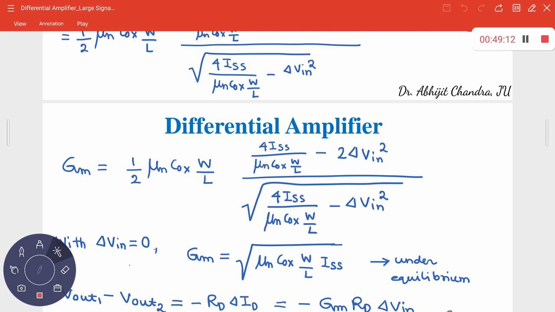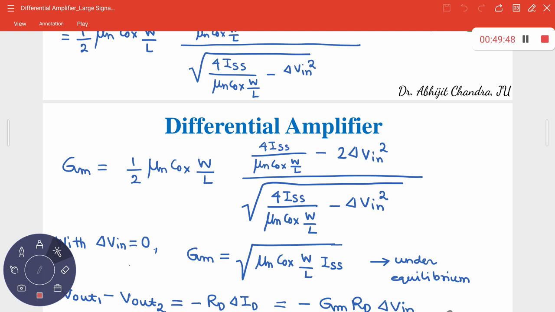With delta V equal to 0, what does it mean? This entire pair is under equilibrium condition. In which case you have got GM to be square root of mu n C ox W over L into ISS. That means if you put delta V equal to 0, then this term vanishes, so you have only 4 by 2, that is 2, and half gets cancelled. Only you have square root of mu n C ox W over L into ISS.